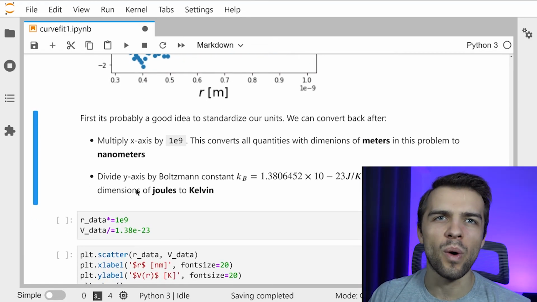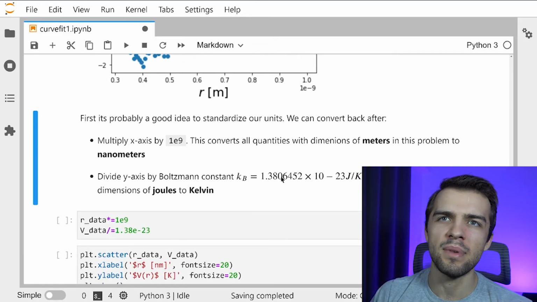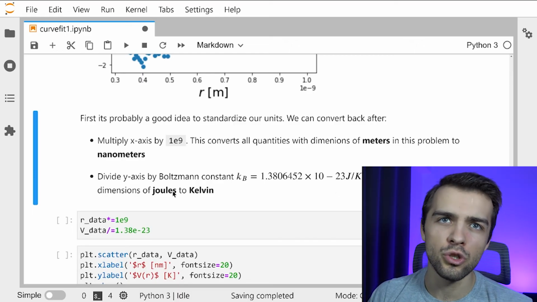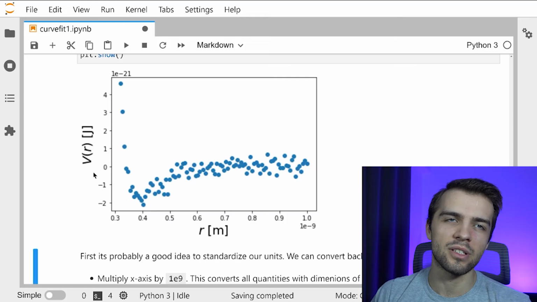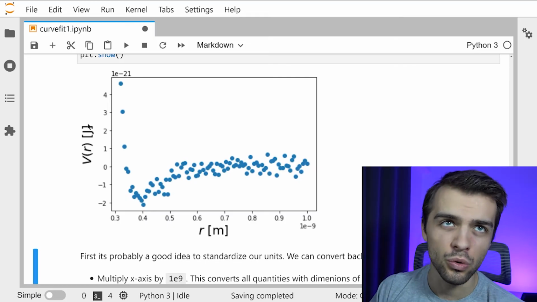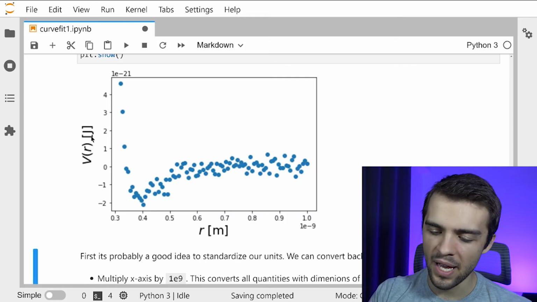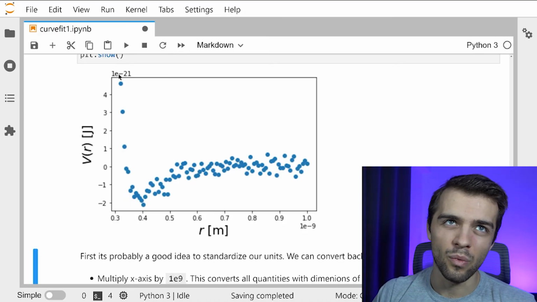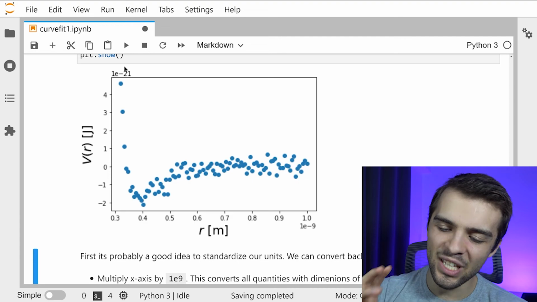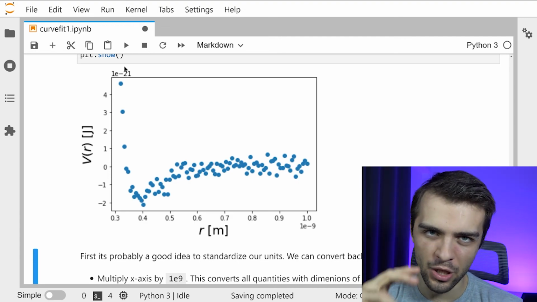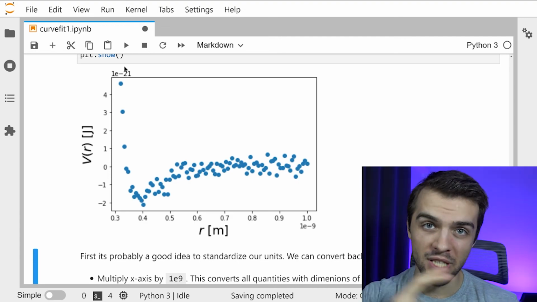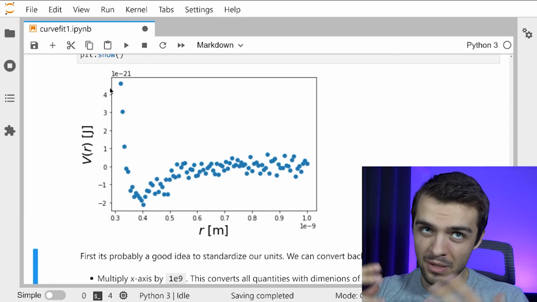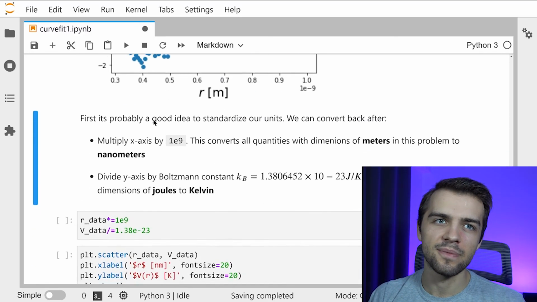I will also divide the y-axis by Boltzmann's constant. Kb is equal to this value here. This converts all quantities with joules to Kelvin. So rather than measuring the potential in joules, you measure it in Kelvin. And the units are closer to order of magnitude of 1 rather than 1 times 10 to the negative 21. And this really helps with the scipy curve fit optimization procedure they use. If you have values this small, it's not really adapted to dealing with data like this.